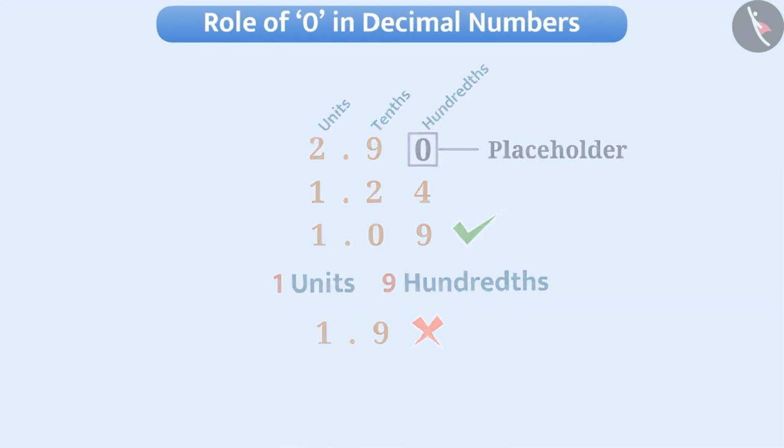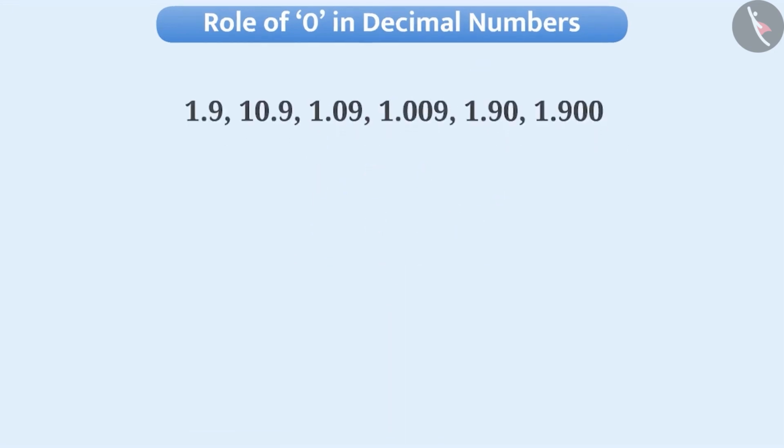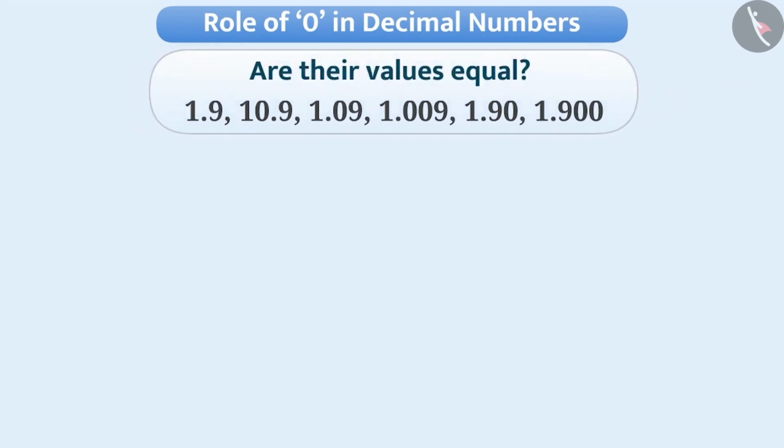In order to know the importance of 0 as a placeholder in decimal numbers, let's look at an example. Here are some numbers. Are their values equal? Pause the video and think about it. Let's find out the correct answer. 0 has a greater importance in decimal numbers. It is often used as a placeholder. That means, with the help of 0, digits are written at their correct places.